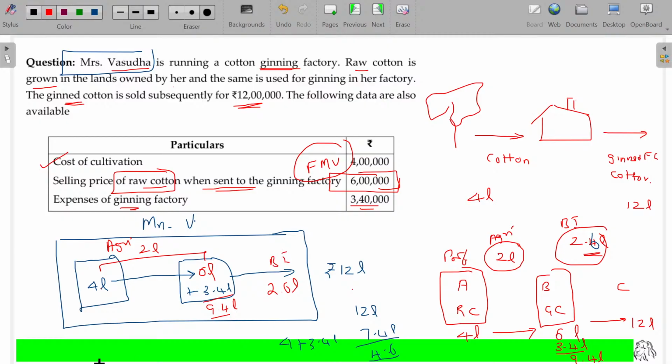You segregate that into the two parts for the taxation purpose: for the agricultural purpose, Mrs. Vasudha agriculture; for the ginning purpose, Mrs. Vasudha ginning. Now you can find out the revenue based on the fair market value at the time of transferring the raw material to the ginning factory. Is that clear? Hope now you'll be able to understand. It's very simple. It carries 4 to 8 marks also sometimes. We'll move on to the last component. With that, taxation of agricultural income is completely over. Very easy chapters.